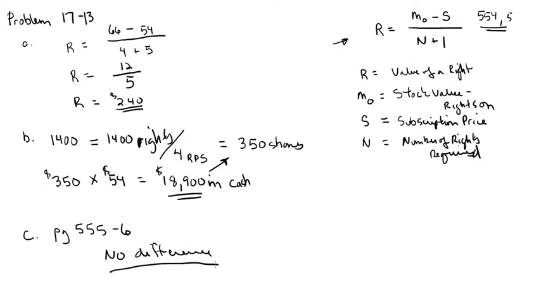The only time that she would have a significant effect on her wealth would be if she allowed those rights to expire and she lost the privilege of either selling them or using them. Then she would definitely have an effect on her wealth. But other than that, there's no difference between the two choices.